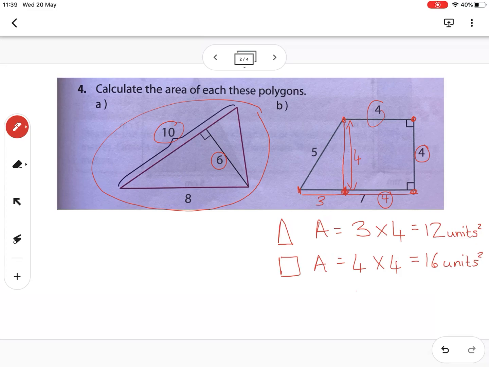Okay. And now you add them together. So your total area is then 12 plus 16, you see? And don't forget your units at the end.